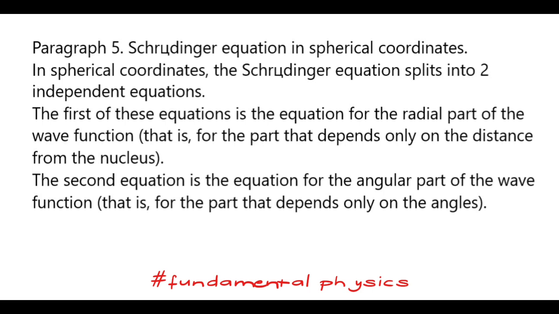Paragraph 5. Schrödinger equation in spherical coordinates. In spherical coordinates, the Schrödinger equation splits into 2 independent equations. The first of these equations is the equation for the radial part of the wave function, that is, for the part that depends only on the distance from the nucleus. The second equation is the equation for the angular part of the wave function, that is, for the part that depends only on the angles.